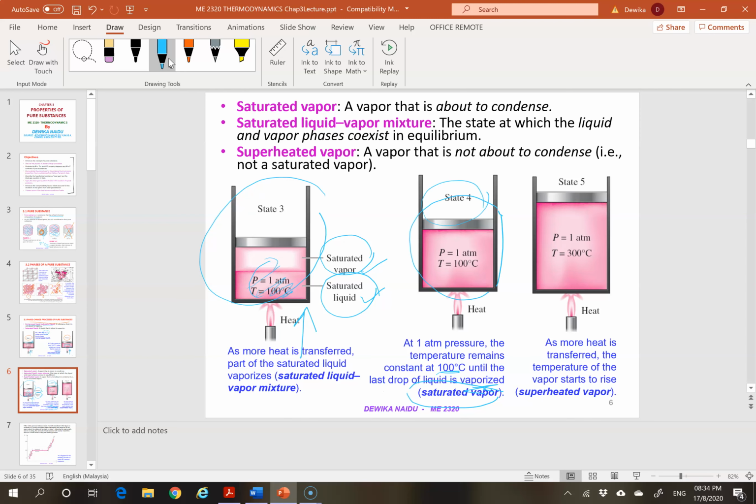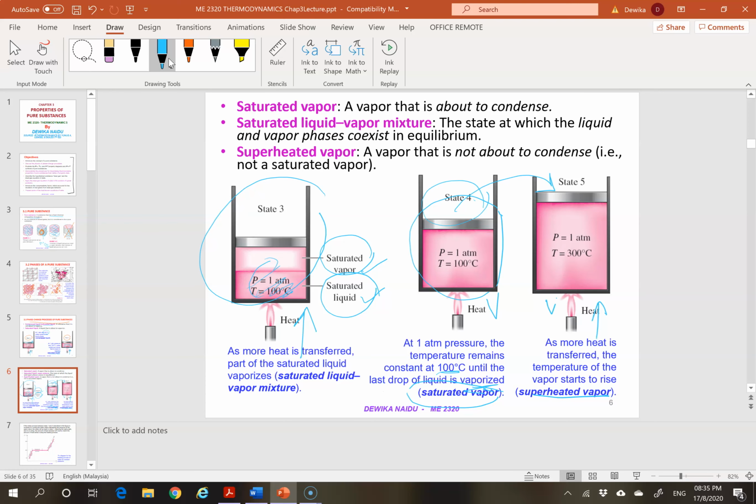Now, if you keep on giving heat, from state 4, you are moving to state 5, what happens? More heat is transferred, the vapor will become superheated vapor. Okay, superheated vapor. So if you see, this is vapor phase, this is also vapor phase.